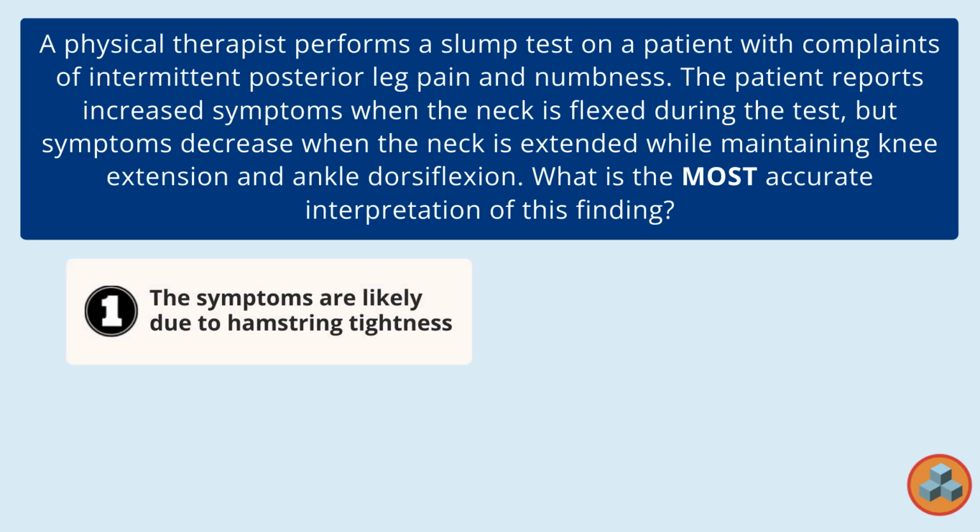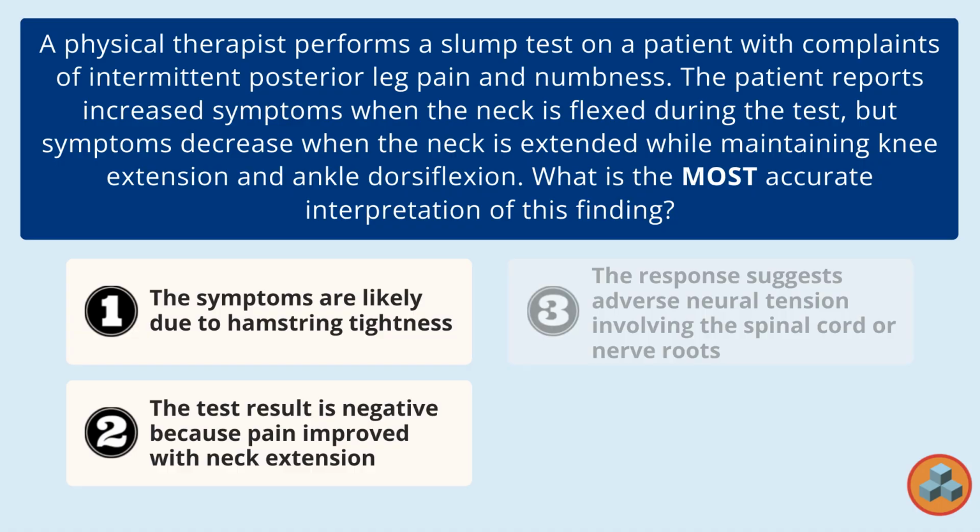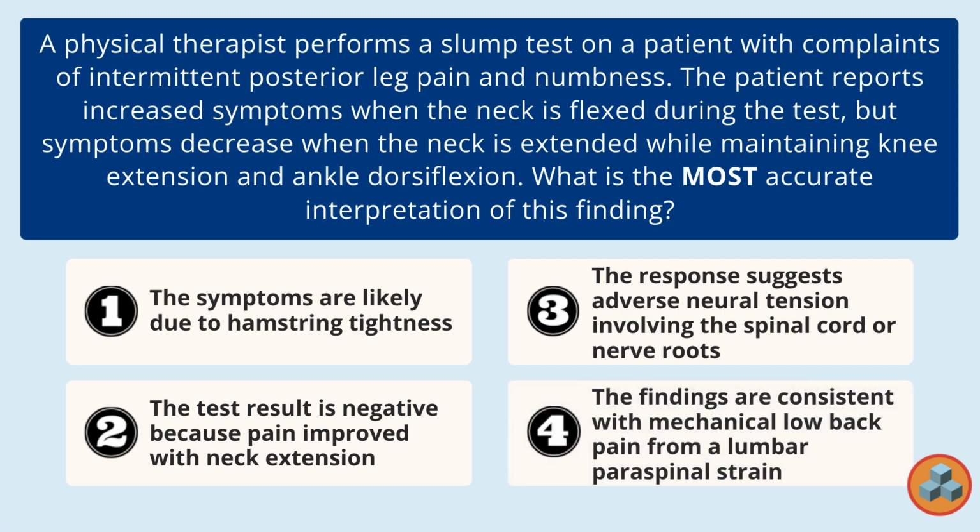Option 1. The symptoms are likely due to hamstring tightness. Option 2. The test result is negative because pain improved with neck extension. Option 3. The response suggests adverse neural tension involving the spinal cord or nerve roots. Option 4. The findings are consistent with mechanical low back pain from a lumbar paraspinal strain.